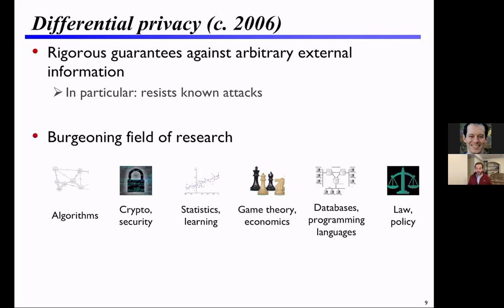Okay, it happens to be a burgeoning field of research, so work on differential privacy has brought up interesting connections to research in algorithms, crypto and security, statistics and machine learning, game theory, databases, programming languages, and also more recently, law and policy. And later in the course, we'll touch on a lot of these connections.